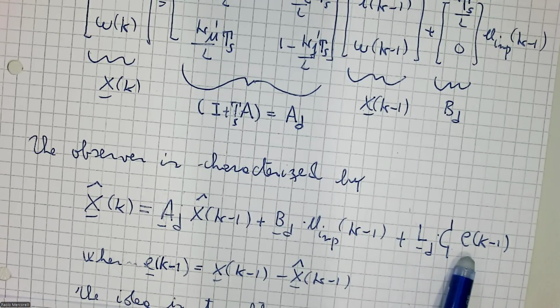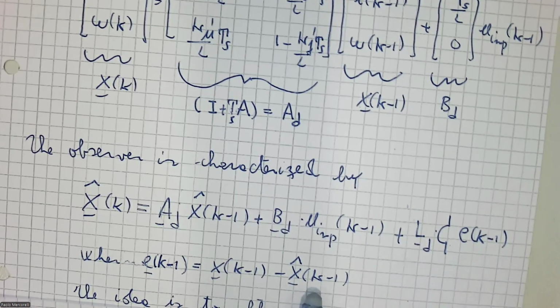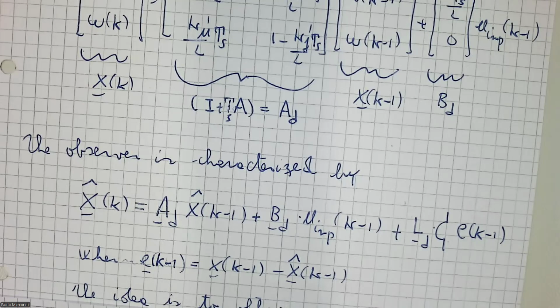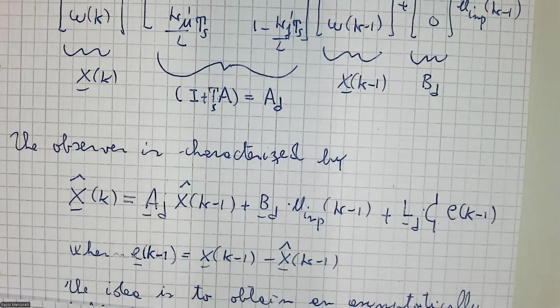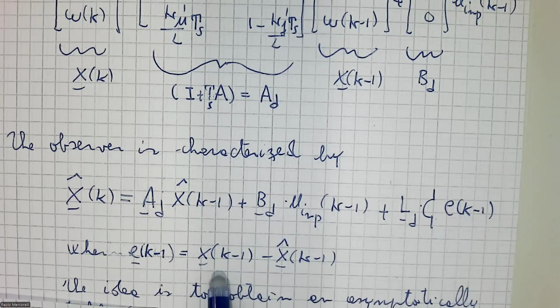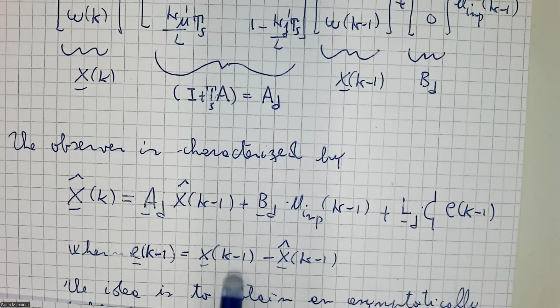Please pay attention. This e of k minus 1 is an extremely important signal which states exactly the controlled part of the observer, because e of k minus 1, not A, is the error between what I am measuring, we will see a little bit later what I intend from the system, at this moment one of them or both, not necessarily one, minus what I am observing.